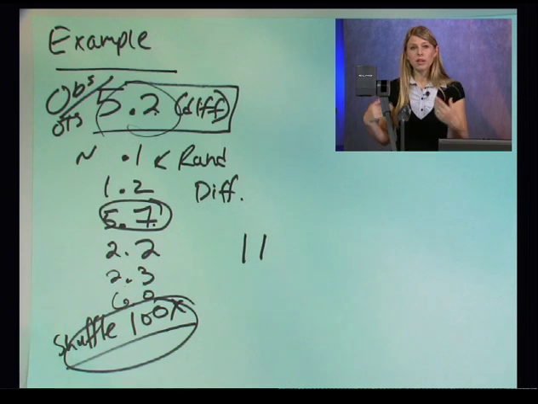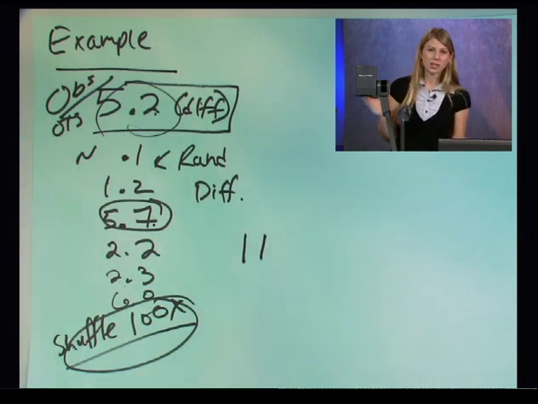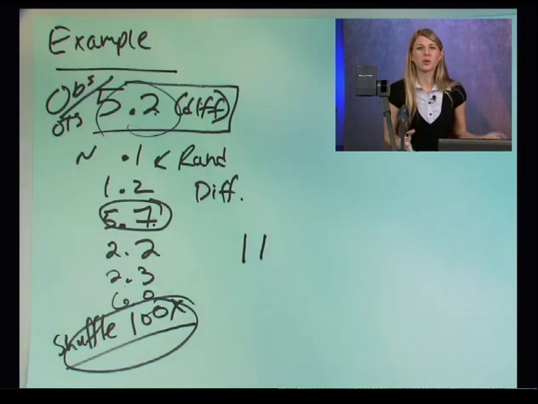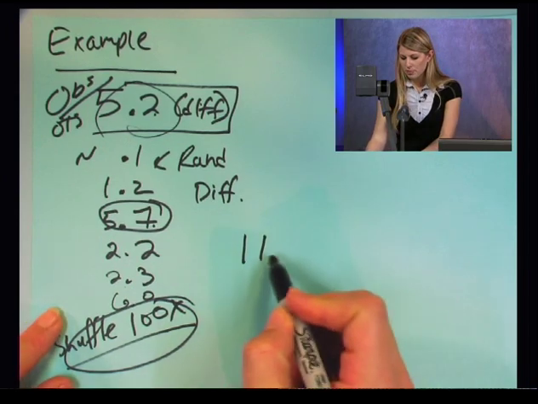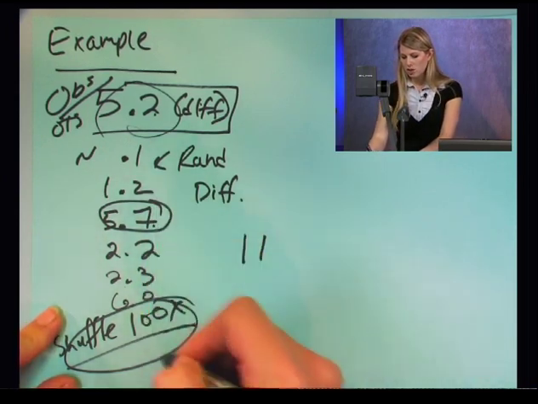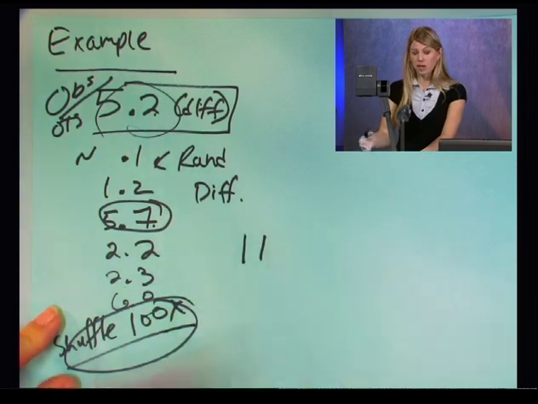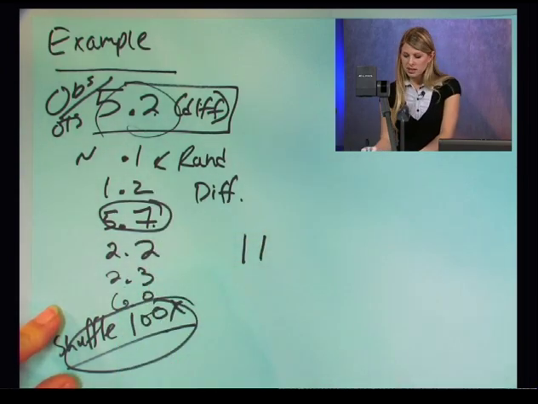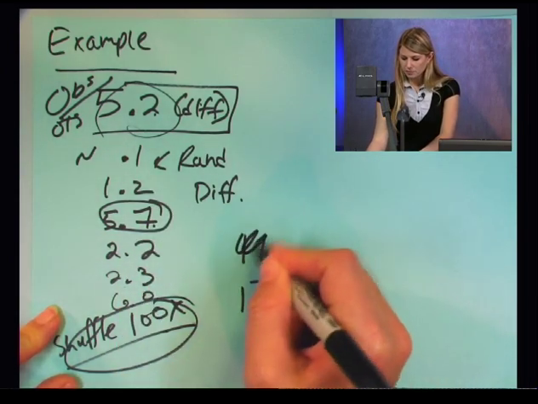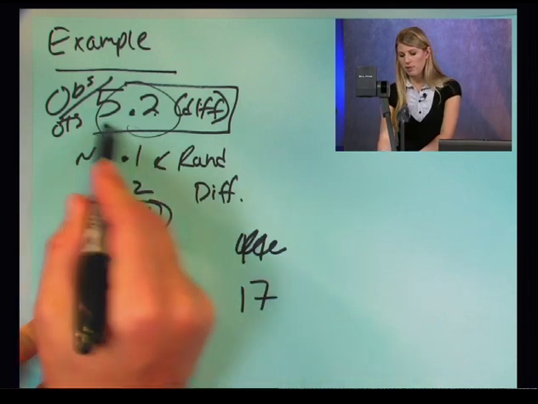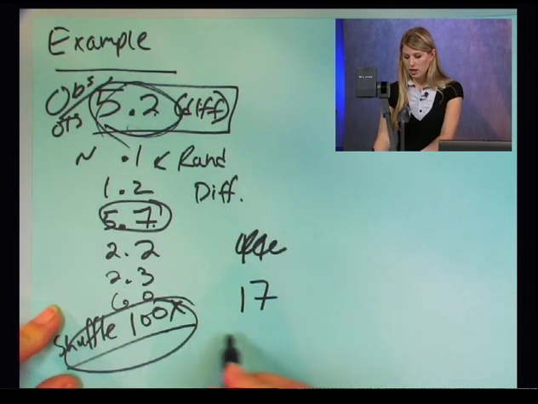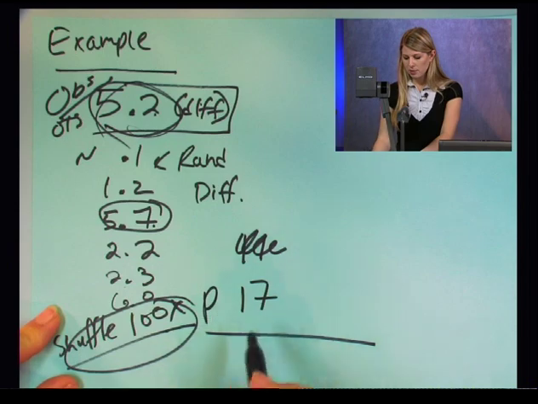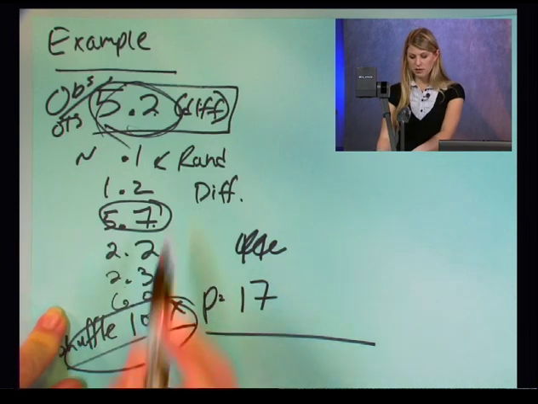So giving evidence towards the null hypothesis that you could get that big of a difference just due to random shuffling. So you count them up. Let's say that we counted up out of the 100, I don't have all 100 on here, but let's say out of the 100, we counted up 17 different times that we got 5.2 or greater.